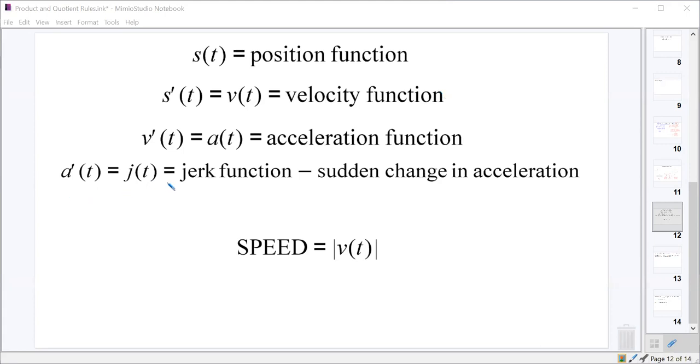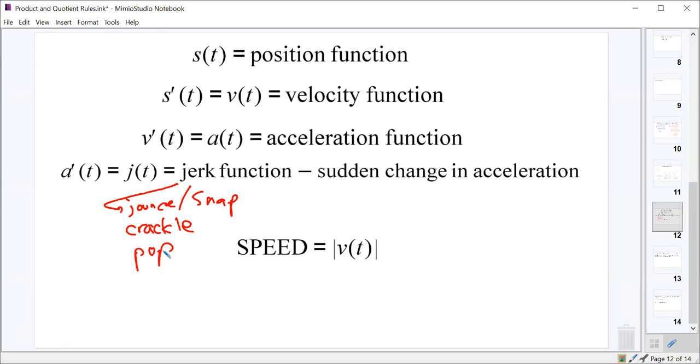Snap. Yeah, so there's two different names for it. One is jounce. It's also called snap. Snap is the derivative of jerk. And what's the derivative of snap? Crackle. That's right. And what's the derivative of crackle? Pop. You should all know that one now.